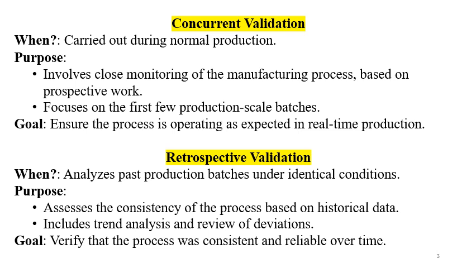Third type is retrospective validation. Retrospective validation is carried out on past production batches, and it analyzes past production batches under identical conditions. Its purpose is to assess the consistency of the process based on historical data, and retrospective validation includes trend analysis and review of the deviations. The goal of retrospective validation is to verify that the process was consistent and reliable over time.